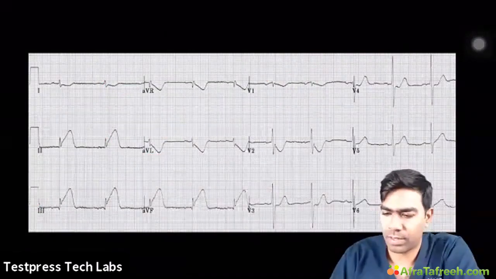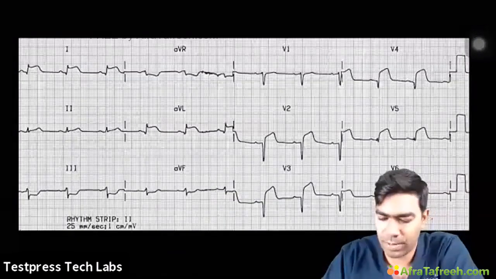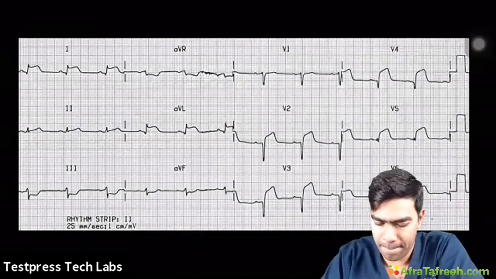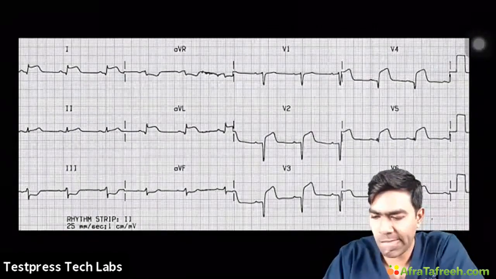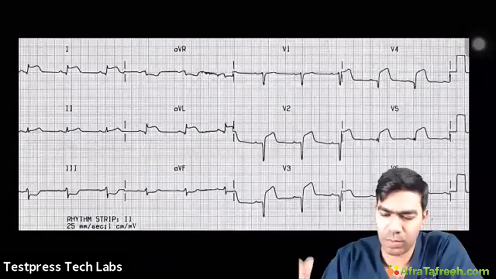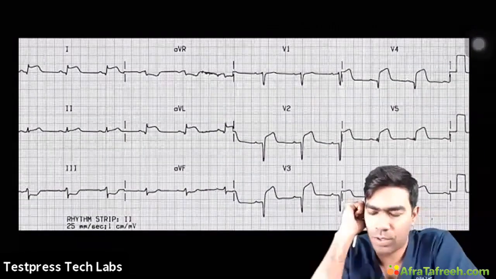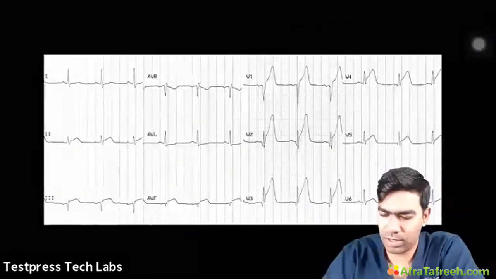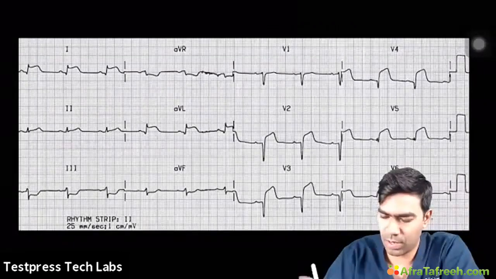Fine. Then what about this one? We have seen this, yeah. What is this one? Of course it's a STEMI. I'm talking about a STEMI only. And what is the type of STEMI here?